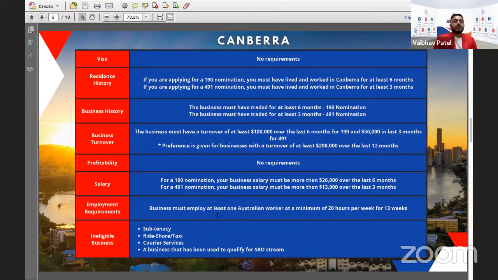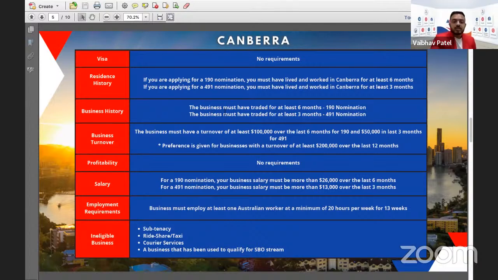Now, residency requirement for 190, as I mentioned, you have to be living in Canberra for at least 6 months. I'll just take this off my screen so you can see it. So 6 months for 190 and 3 months for 491. This will help you understand that if you want to qualify for 491, you just have to operate the business for 3 months and you can easily qualify.